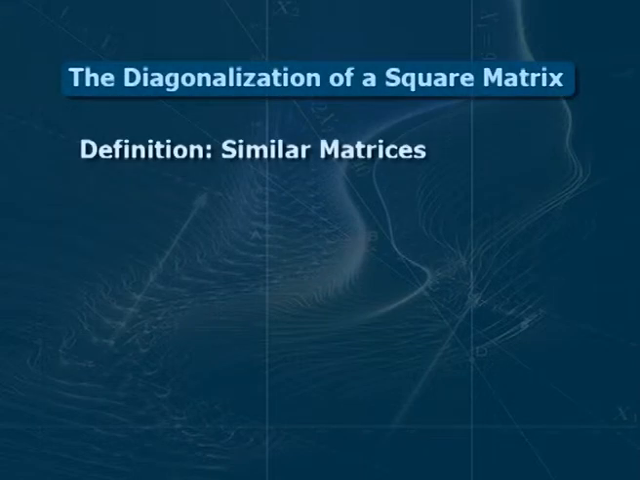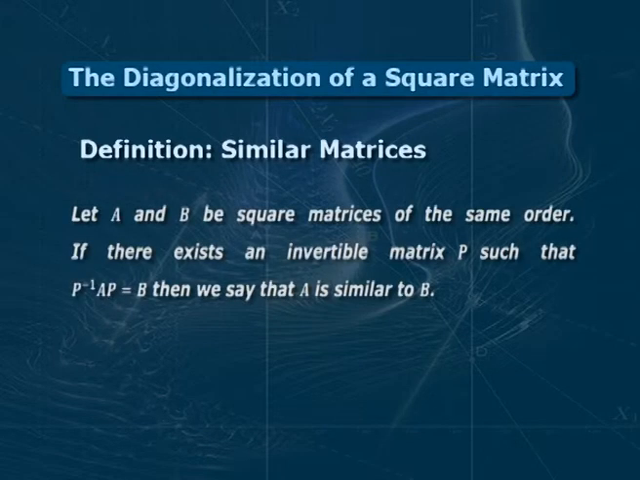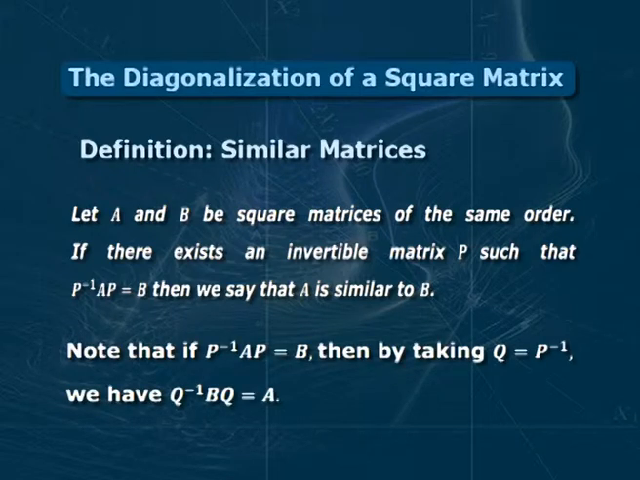Definition: similar matrices. Let A and B be square matrices of the same order. If there exists an invertible matrix P such that P inverse AP is equal to B, then we say that A is similar to B. Note that if P inverse AP is equal to B, then by taking Q equal to P inverse, we have Q inverse BQ equal to A. Thus, A is similar to B if and only if B is similar to A.